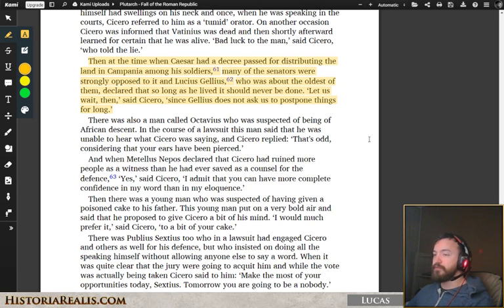Then there was a young man who was suspected of having given a poison cake to his father. This young man put on a very bold air and said that he proposed to give Cicero a bit of his mind. "I would much prefer it," said Cicero, "to a bit of your cake."